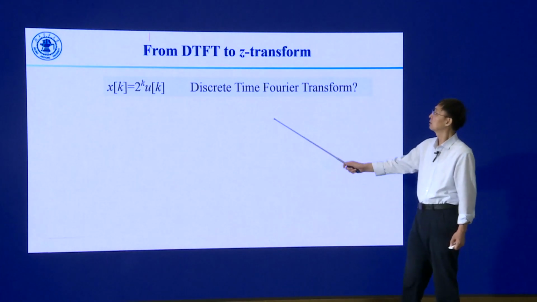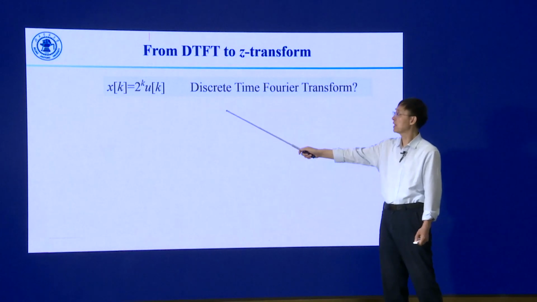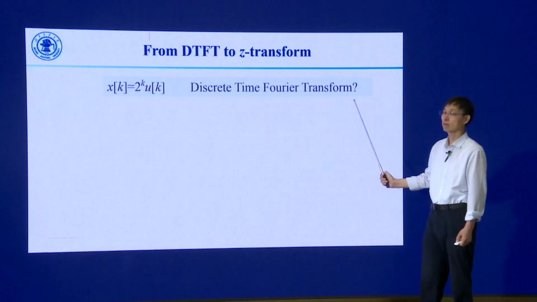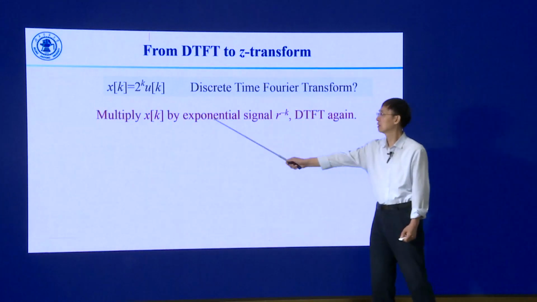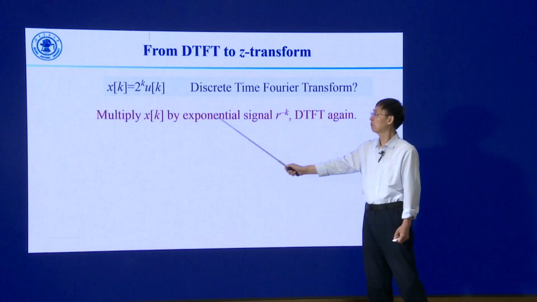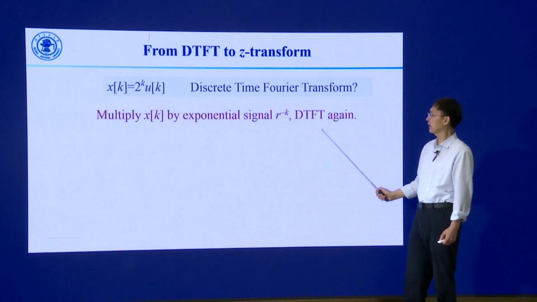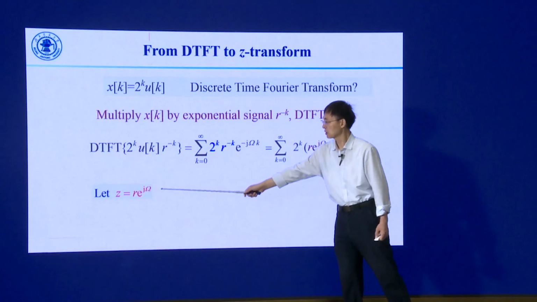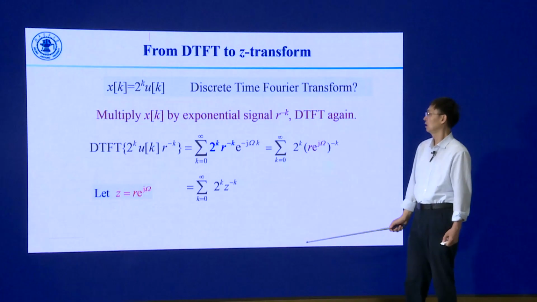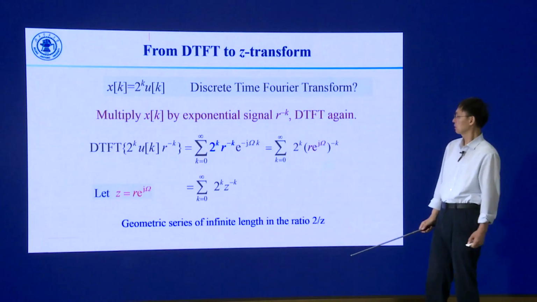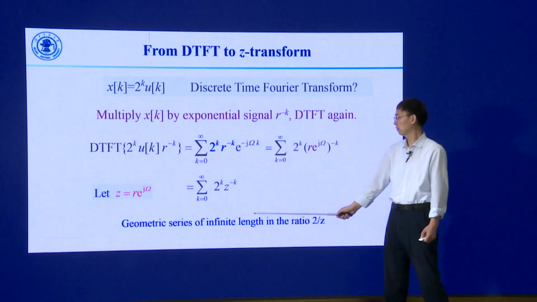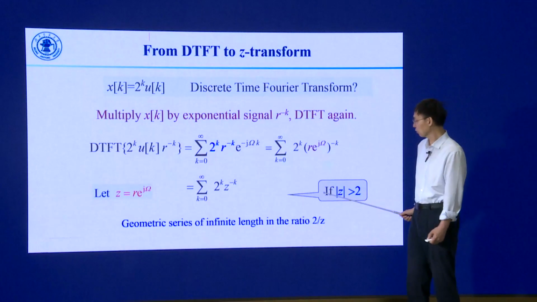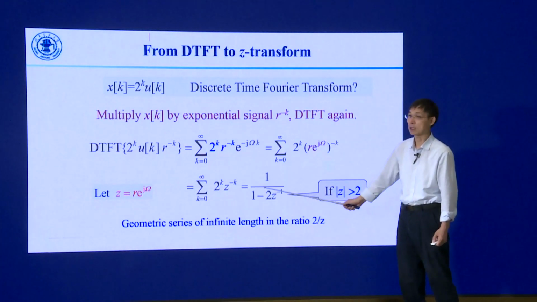Let's think about it. For this exponential signal, is there a discrete time Fourier transform? No. However, multiply x of k by an exponential signal, do DTFT again, and we can get this equation. Let z equal r times e to the j omega. We can get this expression. This is a geometric series of infinite length in the ratio a over z. If the condition is satisfied, we can get this result.